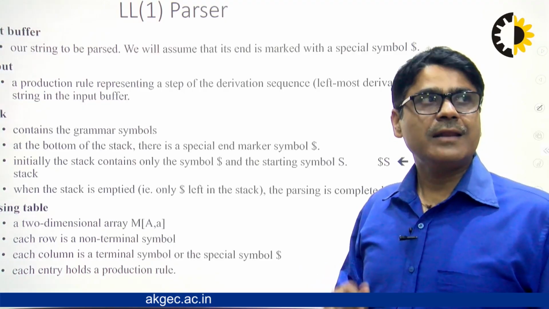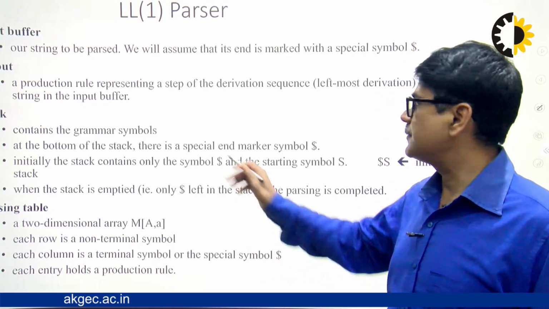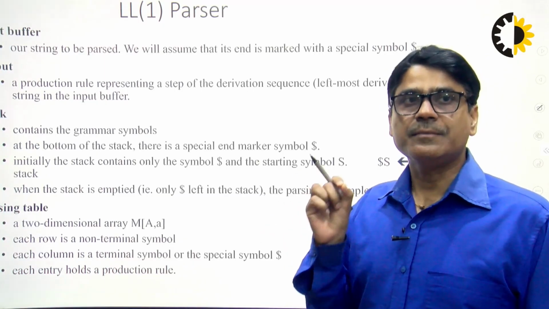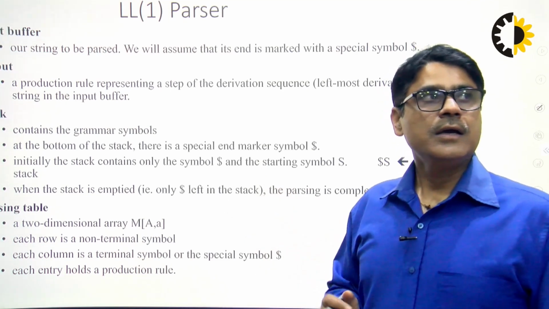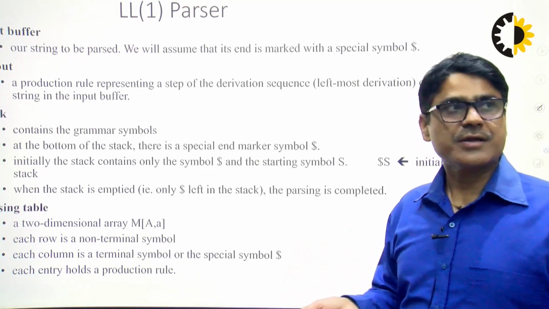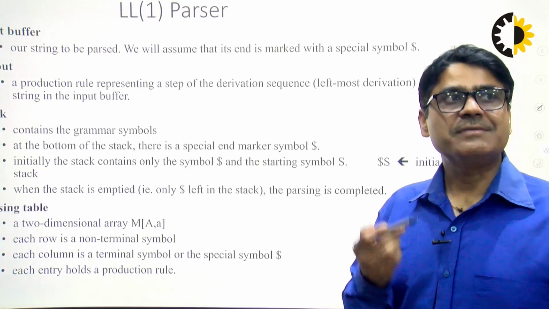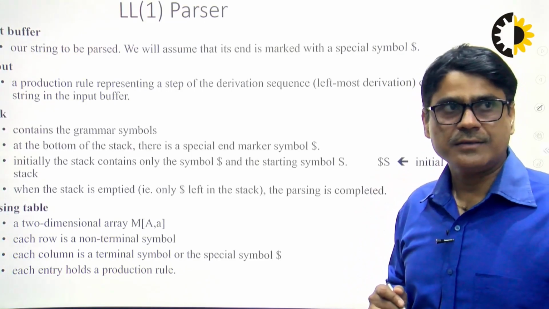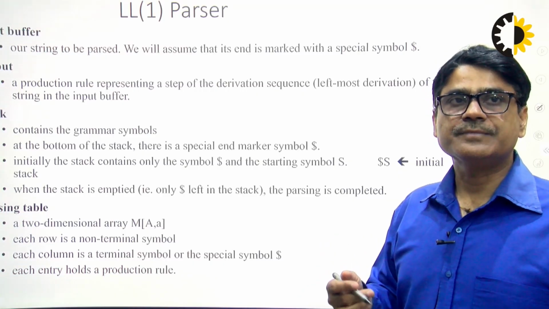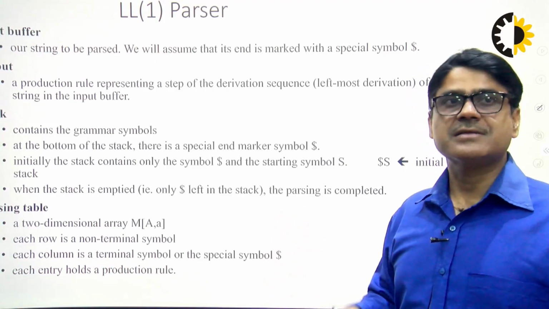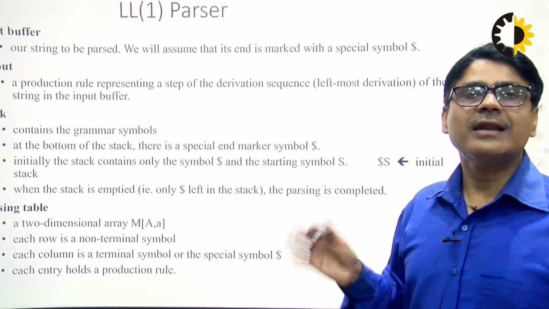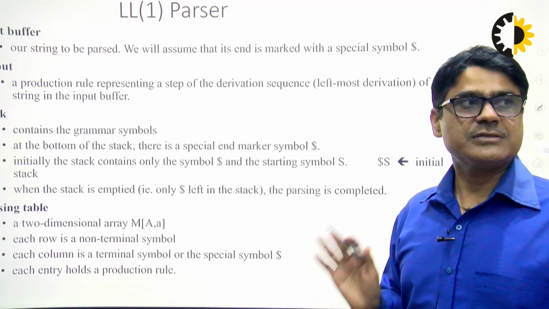So if you are talking about the LL1 parser, the input buffer is there, which I have already told you about: the collection of input alphabet, input terminals, followed by dollar. Then the output is the parse tree. In the stack, grammar symbols are there, and the bottom end marker is there. We may take the input alphabet, a start symbol, and some other variables. When the stack is empty and only dollar is left in the stack, we have reached the completion of the process.